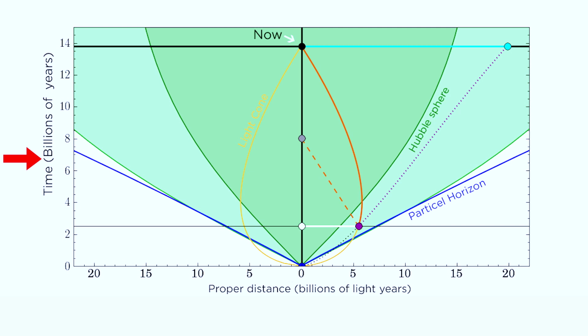But let's look at it a little differently. I found a good explanation based on the modern data that uses a space-time diagram. On the vertical axis here we have time, and on the horizontal axis we have the distance that existed between 2 points at a particular moment in time.